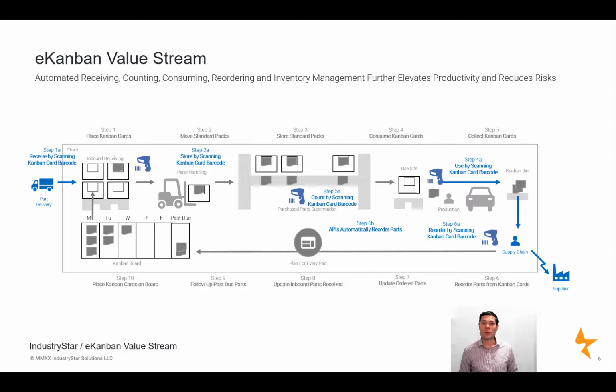And lastly, deploy APIs to link barcode scanners to your automated plan for every part software to automatically input data and save you time. Further, APIs can reorder parts from suppliers and communicate to suppliers once Kanban card barcodes are scanned. The main difference between an eKanban value stream is the true end-to-end digital twin of inventory and the automation of labor-intense work that frees up valuable time.